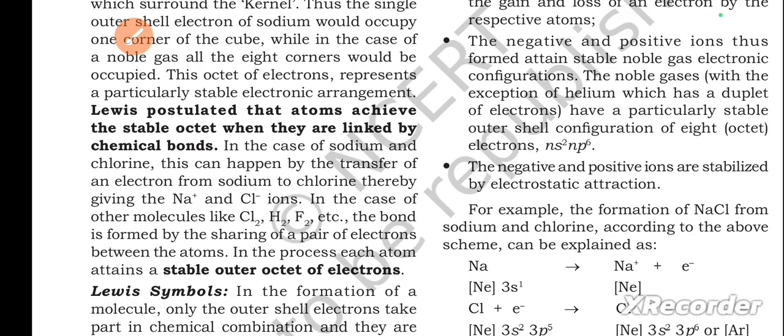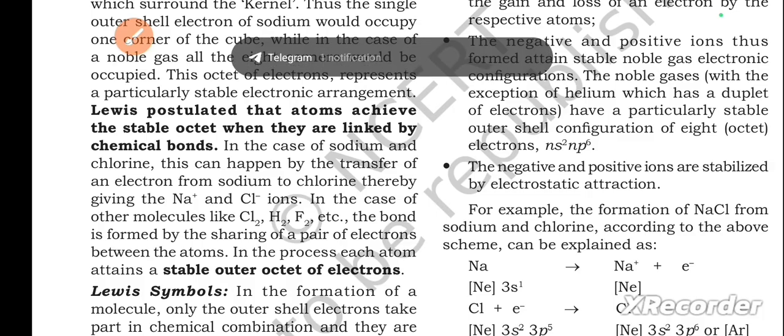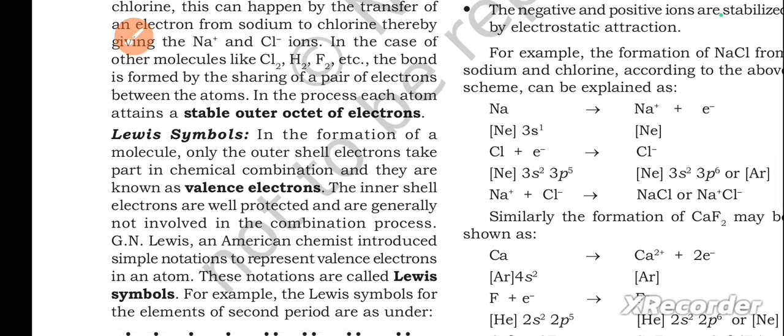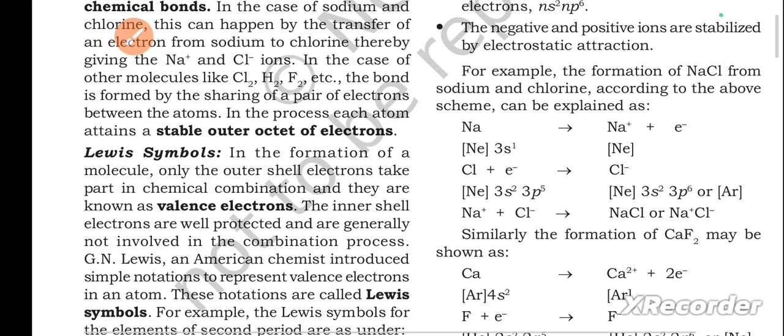This octet of electrons represents a particularly stable electronic arrangement. Lewis postulated that atoms achieve the stable octet when they are linked by chemical bonds. In the case of sodium and chlorine, this can happen by the transfer of an electron from sodium to chlorine, thereby giving the Na+ and Cl- ions. In the case of other molecules like Cl2, H2, F2, etc., the bond is formed by the sharing of a pair of electrons between the atoms. In the process, each atom attains a stable outer octet of electrons.